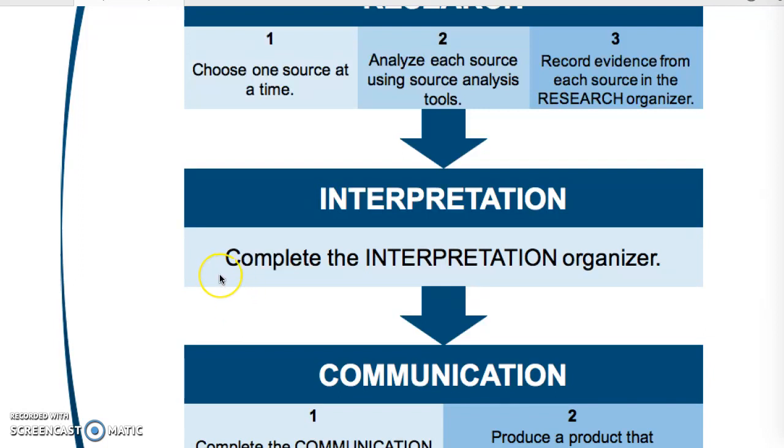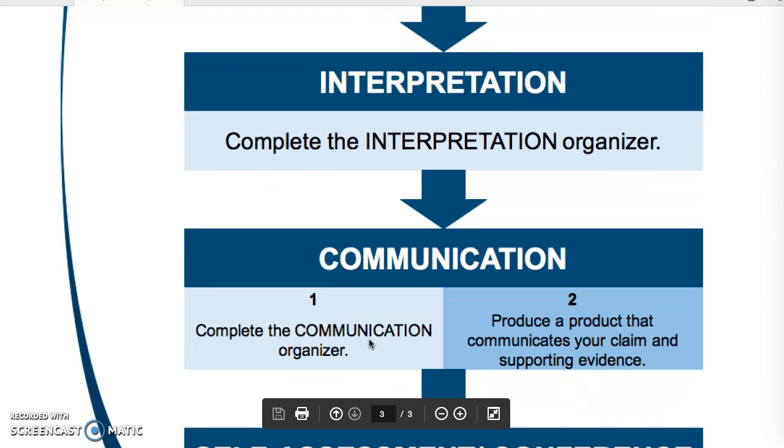Okay, so this step is important because this is the part where you develop your position, identify any sources that support your position, and identify any sources that go against your position. Okay, so once you've done that, once you've identified the sources that will help or go against your claim, you move on to the communication part.